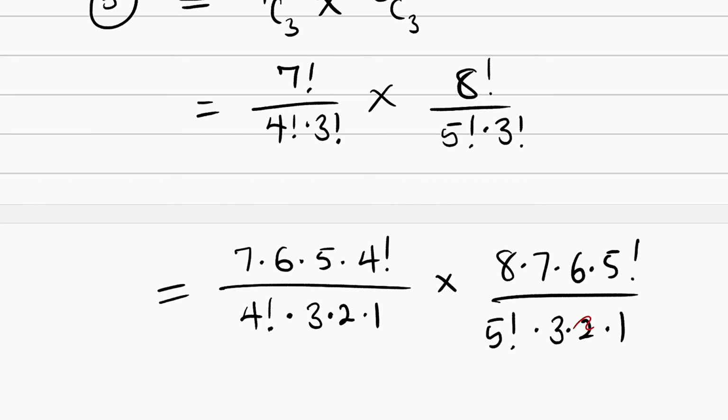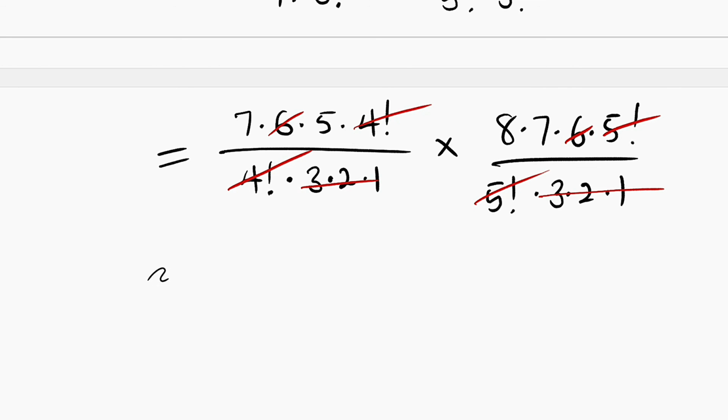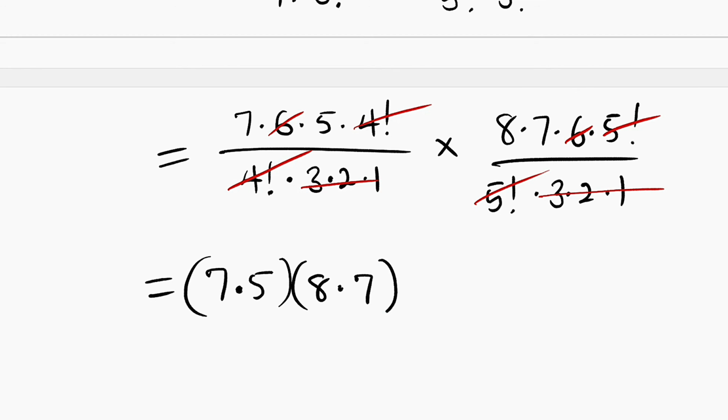For cancellation, the whole of this 3 to 1, which is 6, will take care of this. This will take care of 5 factorial. This will take care of this. And this will take care of this. So all we have is 7 multiplied by 5. Then also multiplied by what we have here is just 8 multiplied by 7.